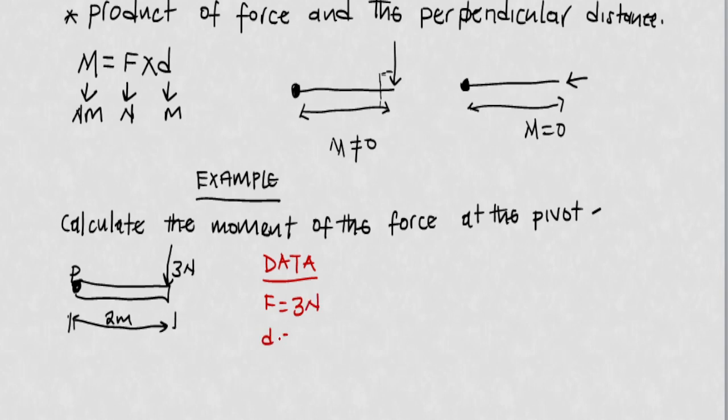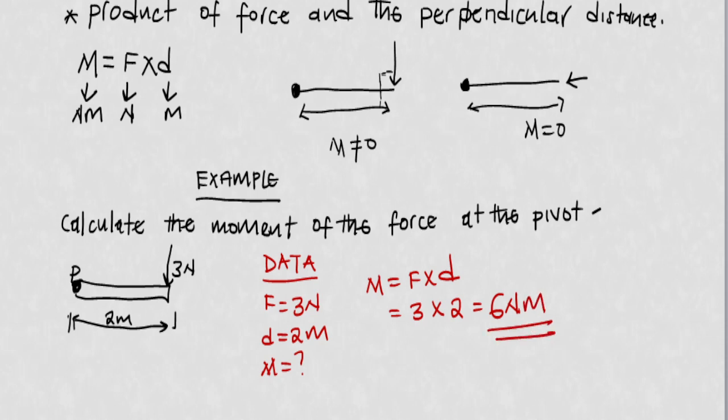We've been given distance. Distance is 2 meters. Then we're looking for moment. So we say moment question mark, for we don't know what moment is. Then we're going to say moment is equal to force multiplied by distance. Now the force, we have said it's 3 newtons. Then the distance is 2 meters. So when we say 3 multiplied by 2, we get 6 newton meters. So that is the moment that we find there. So that's how you can calculate moment.